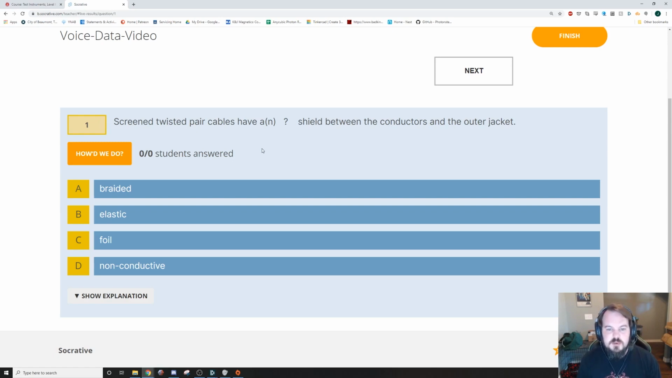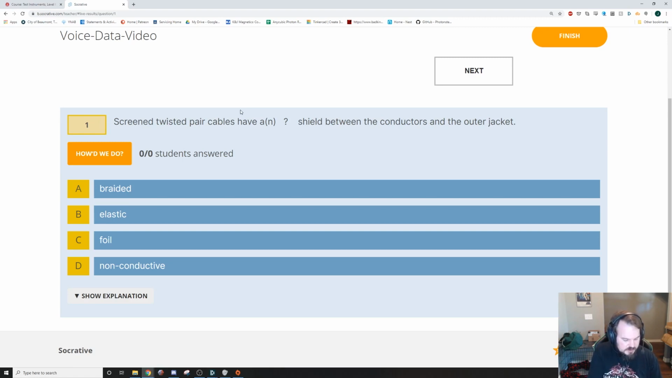Screened twisted pair cables have a blank shield between the conductors and the outer jacket. Let's go into chapter 3 for this and start looking for screened twisted pair cables. Another way to find things in this book would be to use the index. Okay, I found it. It is on page 102 in that graphic. It's the SCTP cable.